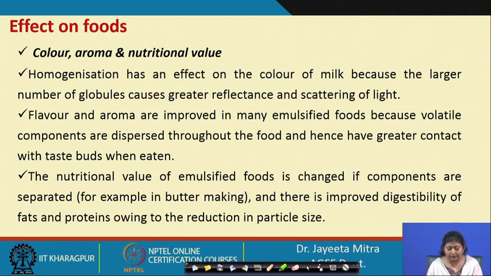The nutritional value of emulsified food is changed if components are separated. For example, in butter making, if we separate the lighter and heavier components, then the nutritional value will definitely be affected. There is also improved digestibility of fats and proteins owing to the reduction in particle size. So, when particle size reduces, the digestibility of fat and protein will also improve.